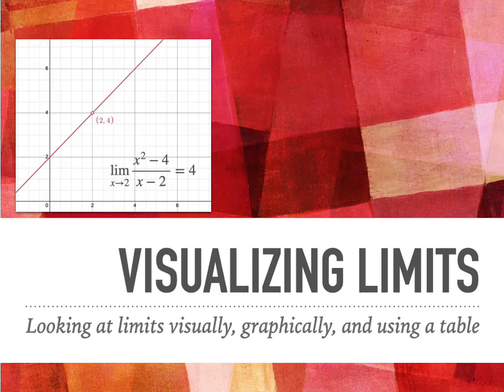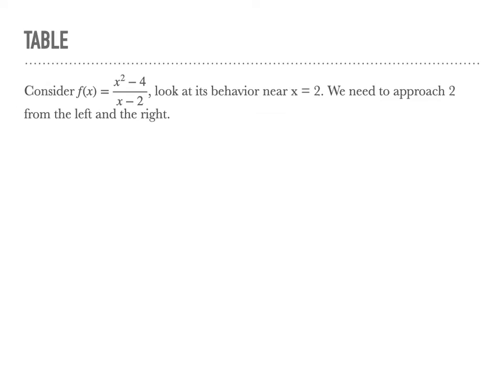In this video, we'll be taking the understanding of limits a step further and looking at limits visually, graphically, and using a table. Let's say we want to consider the function f of x equals x squared minus 4 over x minus 2, and we want to analyze its behavior as x approaches 2. To do this, we have to approach 2 from both the left and the right hand side.